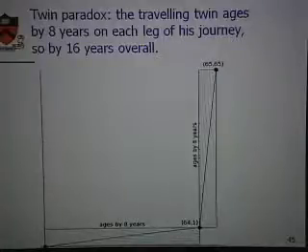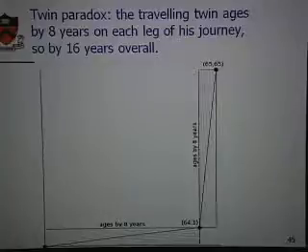And then he turns round, and this time he increases x by 1 and y by 64. That's exactly the same sort of thing, except that he's interchanged x and y. And of course he's starting from here. This is in a way the new origin. And so he gets to 65, 65, but he only takes 8 years, the square root of 64, to do so. So the travelling twin ages by 8 years on each half of the journey.